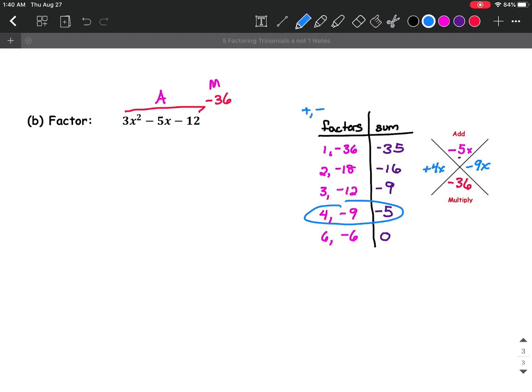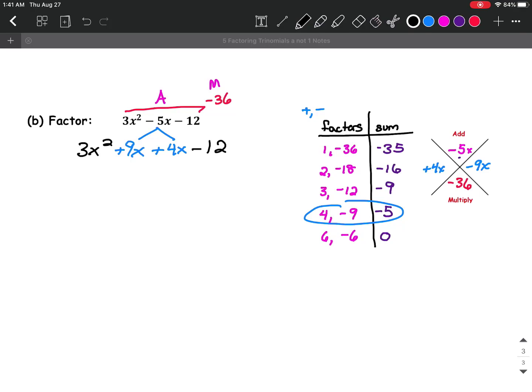So now we rewrite 3x squared. We replace that negative 5x with the positive 4x and the negative 9x. Now, just because I like to, I kind of think ahead. See that 3? I'm going to put the 9x by the 3, because I know 3 goes into 9. I'm going to put the 4x over here. And then I'm going to rewrite my constant term, negative 12.